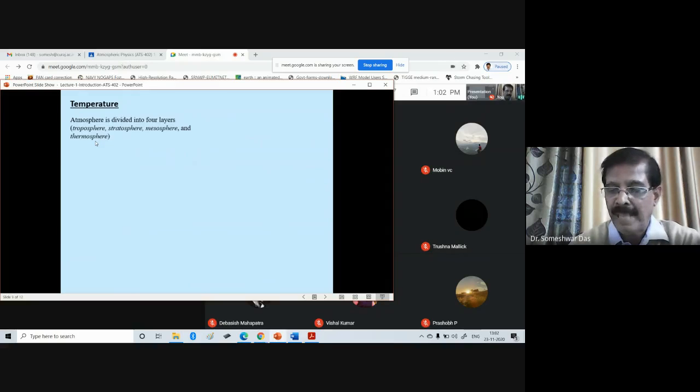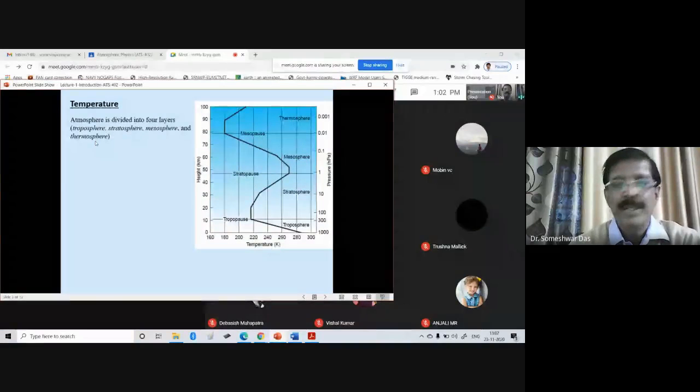Have you heard about these things studied earlier? Yes or no? Yes, sir. Good. So this is how the vertical structure of the atmosphere looks like. This diagram should be familiar to all of you, I hope.